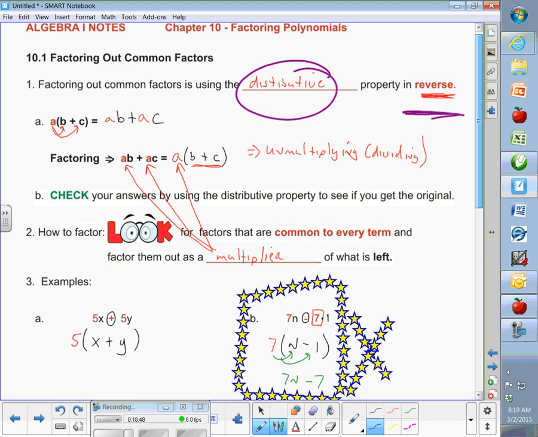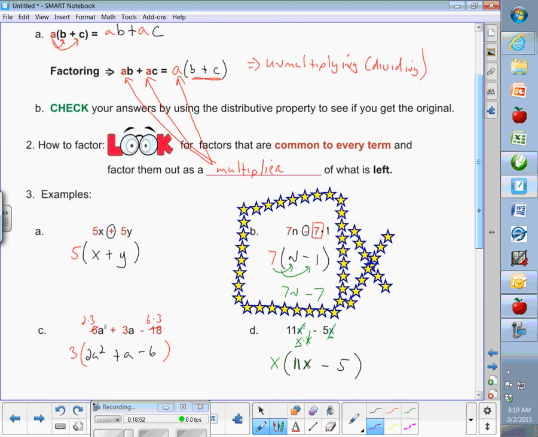So what are you in effect really doing? What are you actually doing? You're looking for factors that are common to every term. So that's what I just got done saying, right? If it's a binomial, it's got to be in both terms. Trinomial, in all 3. Polynomial with 4 terms has to be common in all 4. And factor them out as a multiplier of what is left. When you pull them out, what's left? Remember, you're pulling that common factor out.